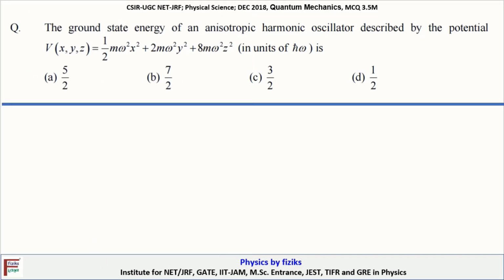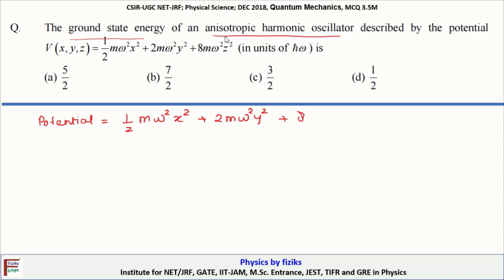In this question, the potential for an anisotropic harmonic oscillator is given. The question is asking to determine the ground state energy. So the potential is of the form 1/2 m omega square x square plus 2 m omega square y square plus 8 m omega square z square.